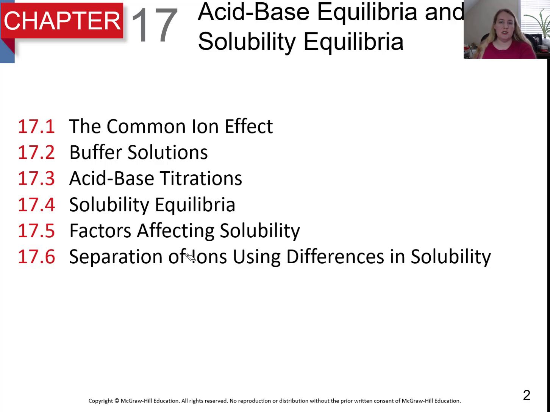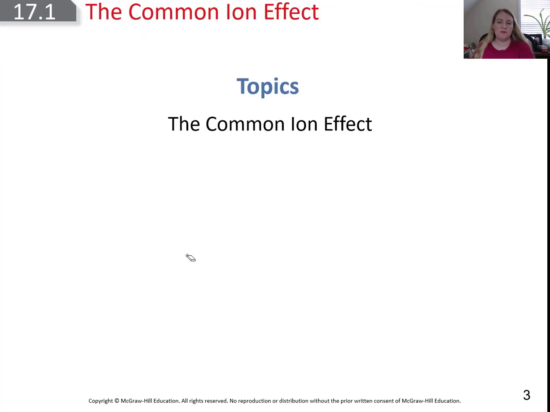Solubility equilibria. This is going back to chapter 4, the table of solubility, and looking at things that are generally not very soluble but are soluble to a small amount, and using the idea of equilibrium and ice tables to determine exactly what their solubility is. What kinds of factors can affect solubility, such as pH, temperature, that kind of thing, and then how to use a difference in solubility to separate out ions in a precipitation reaction.